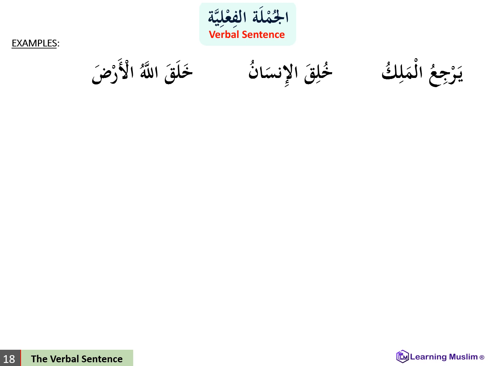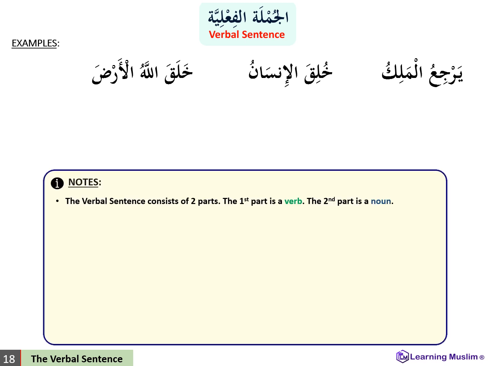So al-jumlatul fi'aliyya, the verbal sentence in Arabic, is a sentence that begins with a verb. And let's have a look at some examples. يرجع الملك، خلق الإنسان، خلق الله الأرض. All of those are verbal sentences. And if you look at the notes, the first note says that the verbal sentence consists of two parts. The first part is a verb and the second part is a noun.